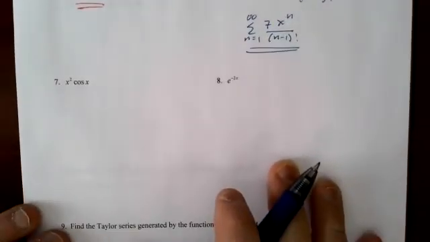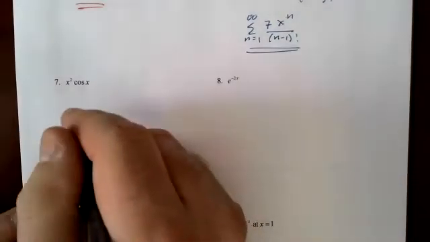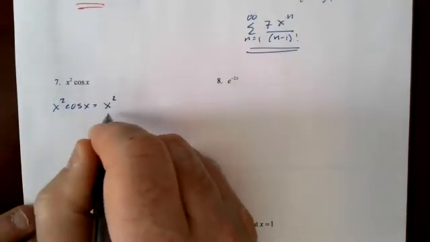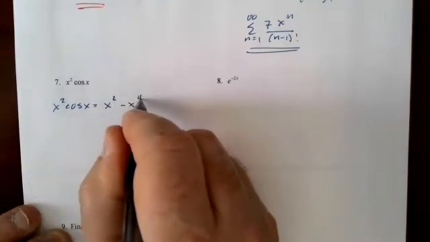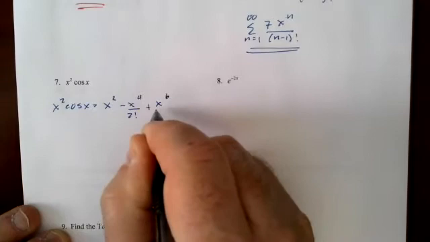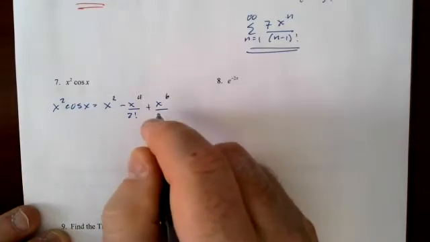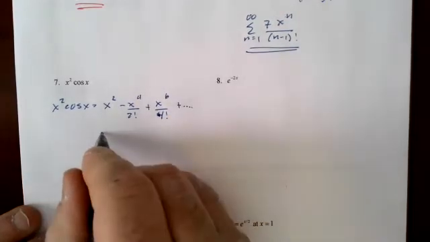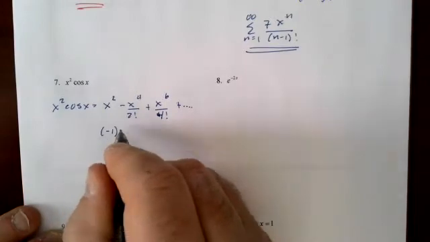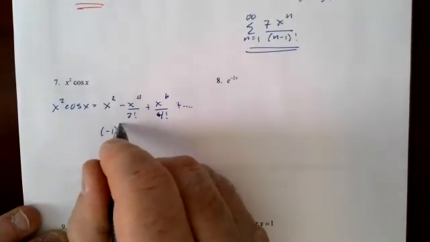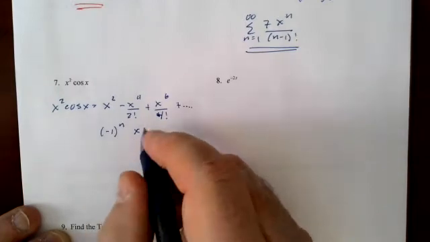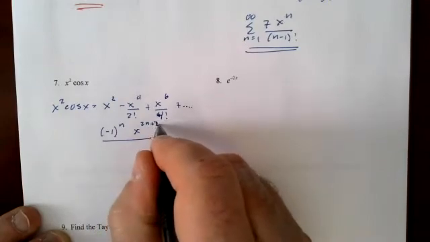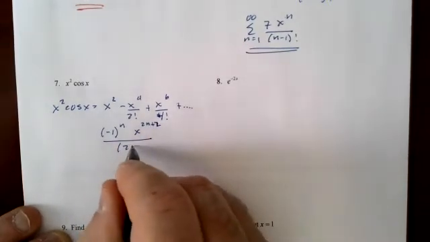Okay. x squared cosine of x equals just an x squared times all those terms. x squared, the first term was 1, minus x fourth over 2 factorial plus x to the sixth over 4 factorial plus dot, dot, dot. Alternating, negative 1 to the n, x to the 2n plus 2. Yes, you could factor out the 2 if you wanted, over 2n factorial.